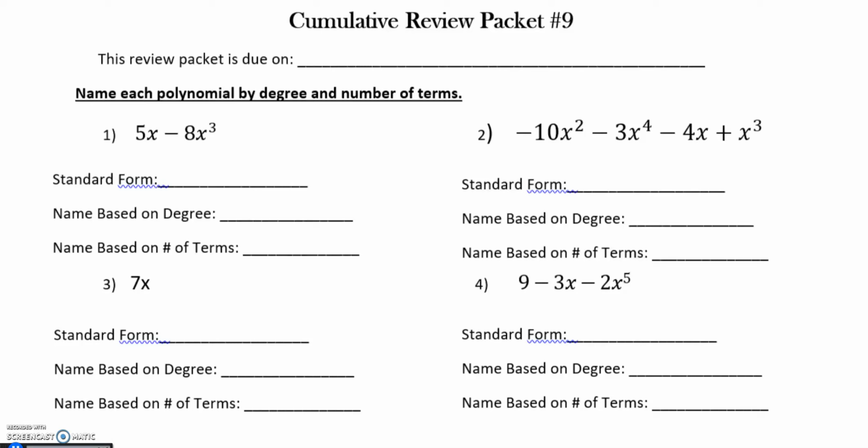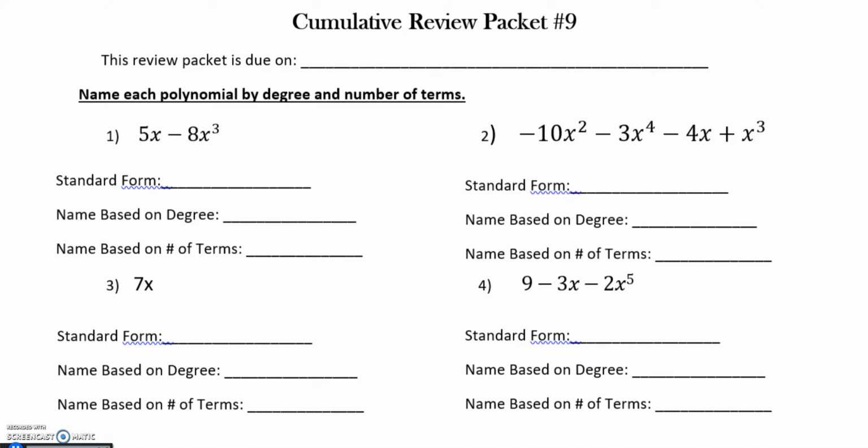So number 1 is asking first if this polynomial is in standard form. It is not, because the term with the highest degree has to go first. So this subtraction sign is really a negative. You could think of it like that. So this first one in standard form would be negative 8x to the third plus 5x, because the 5 is positive. Now that it's in standard form, I can see that the highest degree is 3, and a polynomial with degree 3 is called a cubic polynomial.